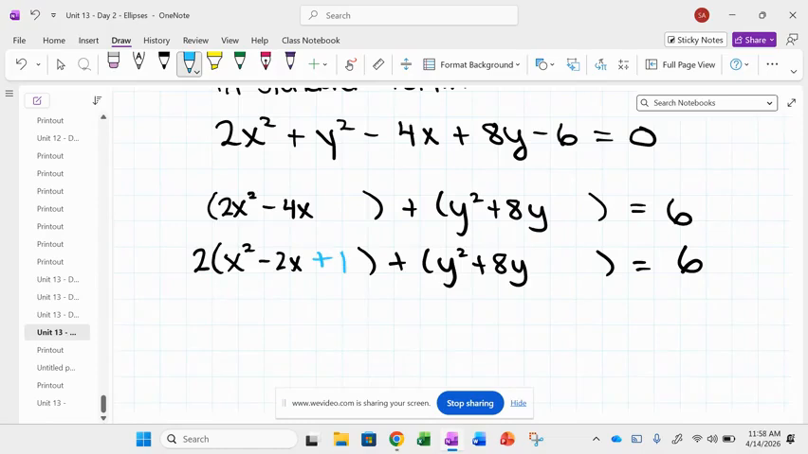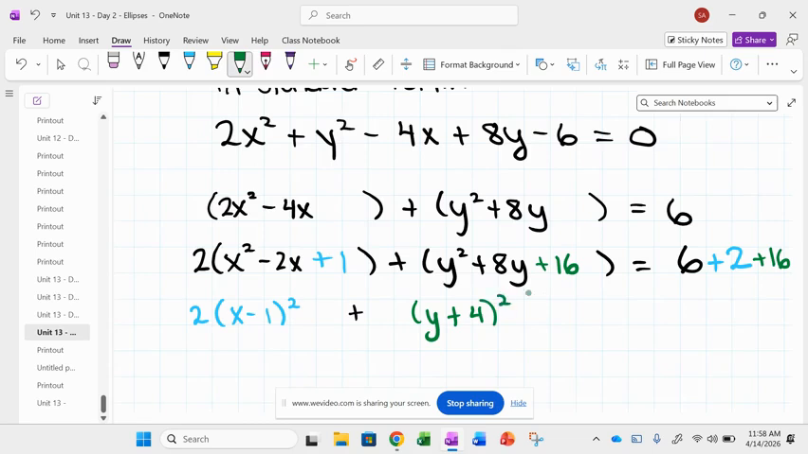But in reality, I'm not really adding 1 on the left side. Aren't I really adding 2 times 1 to the left side? So that's a 2. To keep this balanced, if I'm adding 2 to the left side, what do I have to do? Add 2 to the right side. So now this becomes 2 times the quantity x minus 1 squared. Now let's complete the square for the y's. Half of 8 is 4. 4 squared is 16. I add 16 to the left. I add 16 to the right. So this becomes plus y plus 4 quantity squared equals 24.